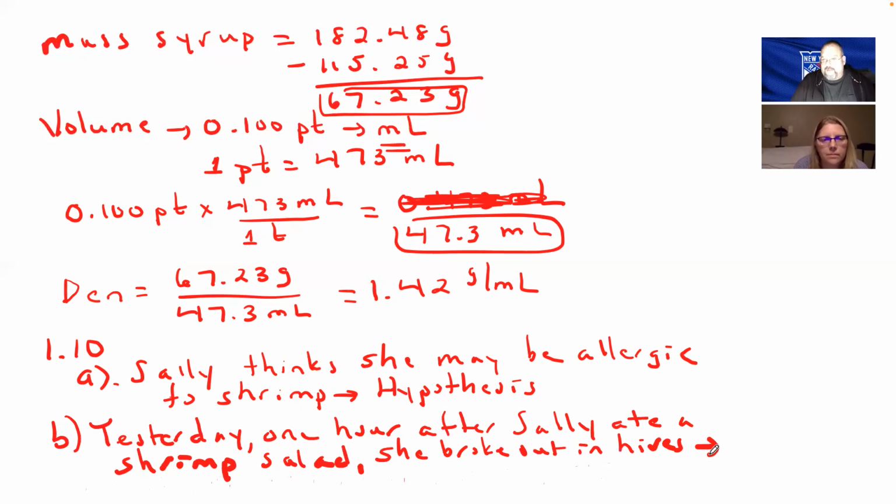She broke out in hives. And after breaking out in hives, that was something she probably noticed, that she ate the shrimp salad and then all of a sudden got hives. So what type of statement do we have here? To me, we have an observation. So that's what I'm thinking about 10B, observation. Okay. Letter C.